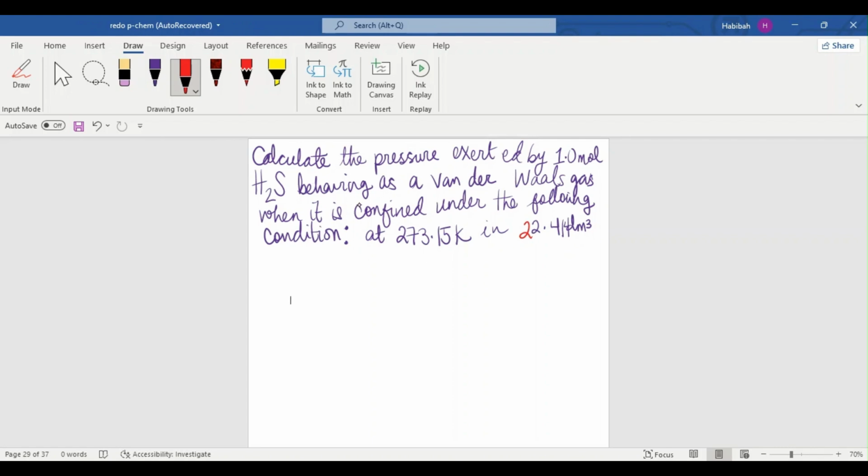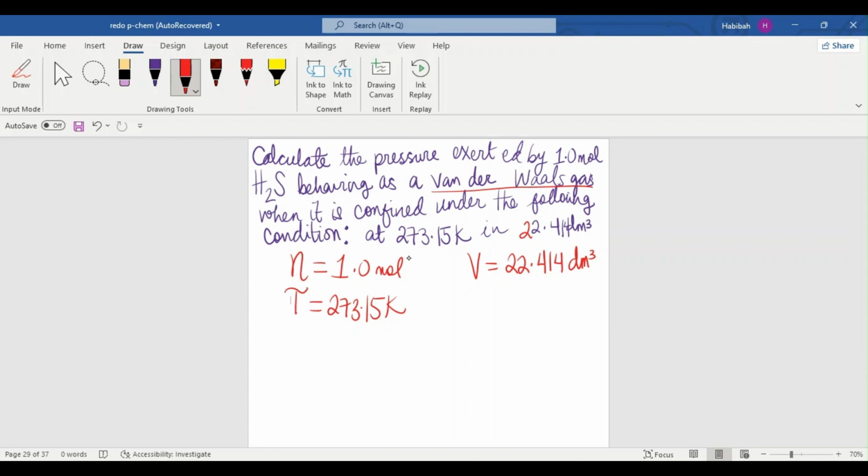So the first thing we have to notice is that we're told that we're dealing with a van der Waals gas, and we're also given the number of moles of gas to be 1.0 mole. And we're told that it was confined under the following condition, where we're given the temperature to be 273.15 Kelvin and then the volume to be 22.414 dm cube.